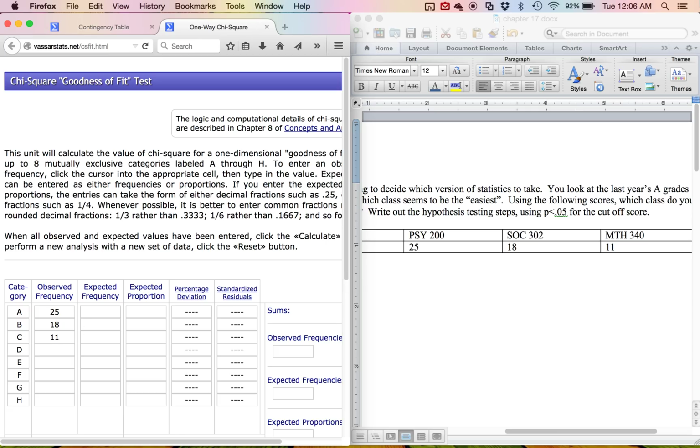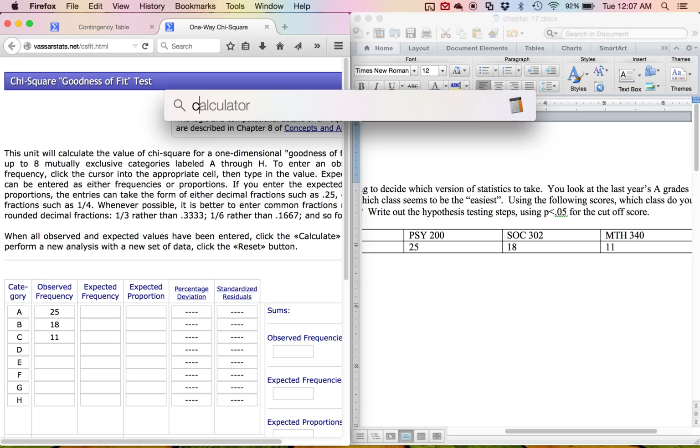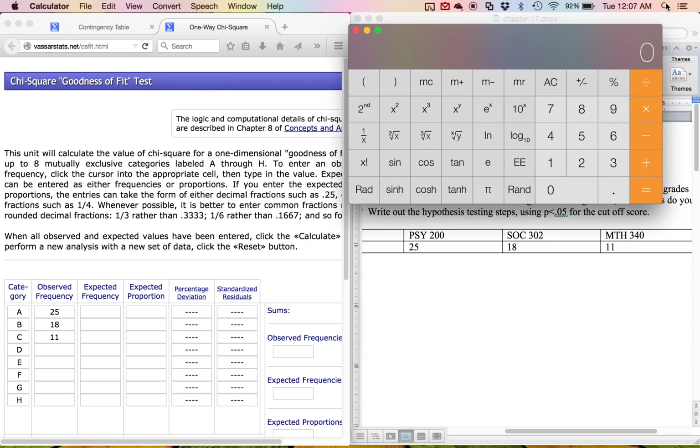The next thing I'm going to do is come up with my expected frequency. We could also do expected proportion, so it would be 33% in each one. But it gets a little grumpy at you sometimes if your numbers don't perfectly add up to 100% or your frequencies don't quite add up. So I find it easier to enter the raw frequency values.